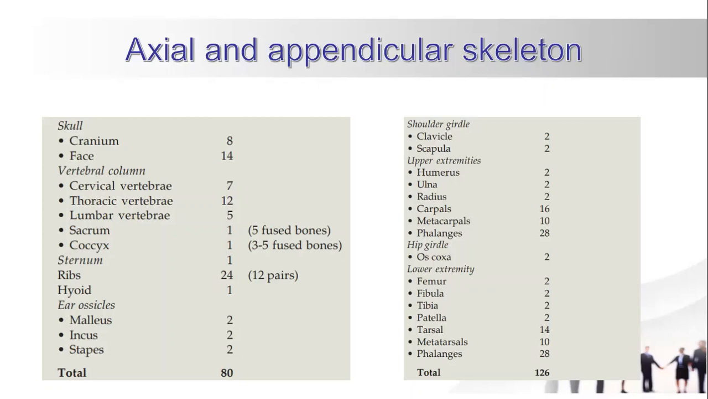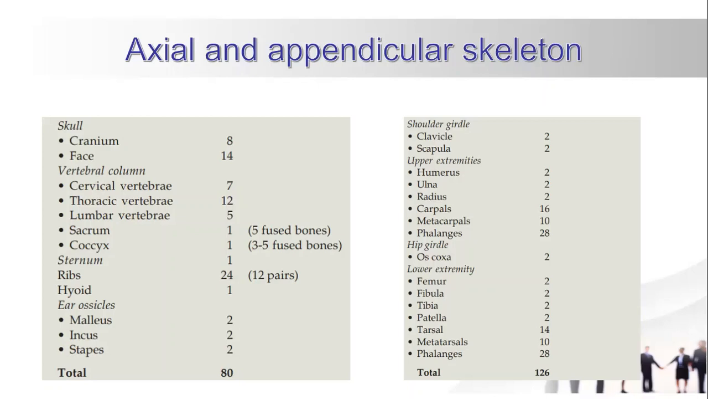Moving down to the sternum, we have 1. We have ribs, which are numbered 24, that's 12 pairs. Hyoid bone is 1. Here the ossicles: malleus, 2, one from the right and one from the left. Incus, we have 2. Stapes, we have 2. That brings the number to 80 bones in the axial skeleton.